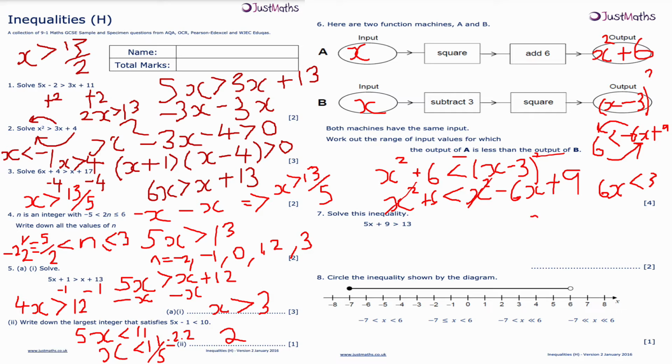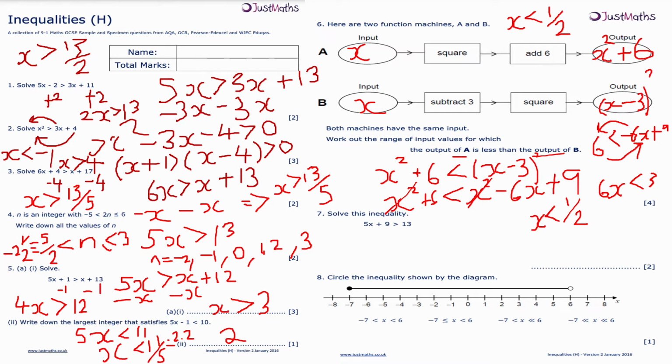Dividing both sides by 6, we get that x is less than 3 over 6, which is equal to a half. So the range of values for which the output of A is less than the output of B is when x is less than a half, okay? So that will give us that the output of A is less than B.